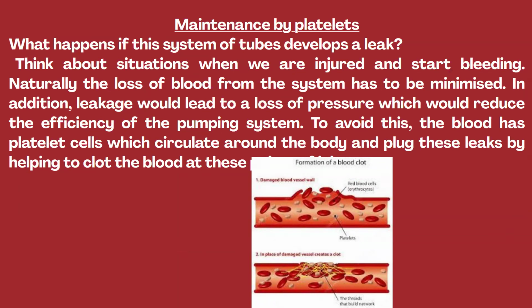And the next one, the maintenance by platelets. What happens if the system of tubes develops a leak, like the blood vessels we studied in the form of arteries and veins? What is the consequence of a leak in these blood vessels? Definitely the blood will come out from the blood vessels. To prevent this, inside the blood, along with the red blood cells, we have the platelets, which help to clot the blood and prevent loss of blood whenever we get an injury.